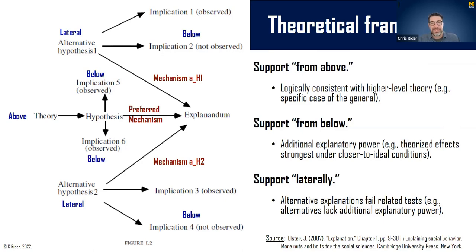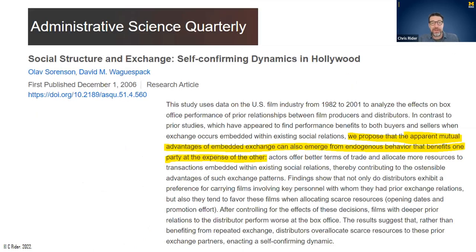And so you might ask, well, do you have an example? Well, I found one in ASQ that's always been, since I was a doctoral student, one of my favorite papers, one that treats endogeneity as of theoretical importance, not just an empirical nuisance. And this is a nice paper by Olav Sorensen and Evan and Brent's colleague, Dave Wagisback, where embeddedness is a well-established phenomenon in sociology.